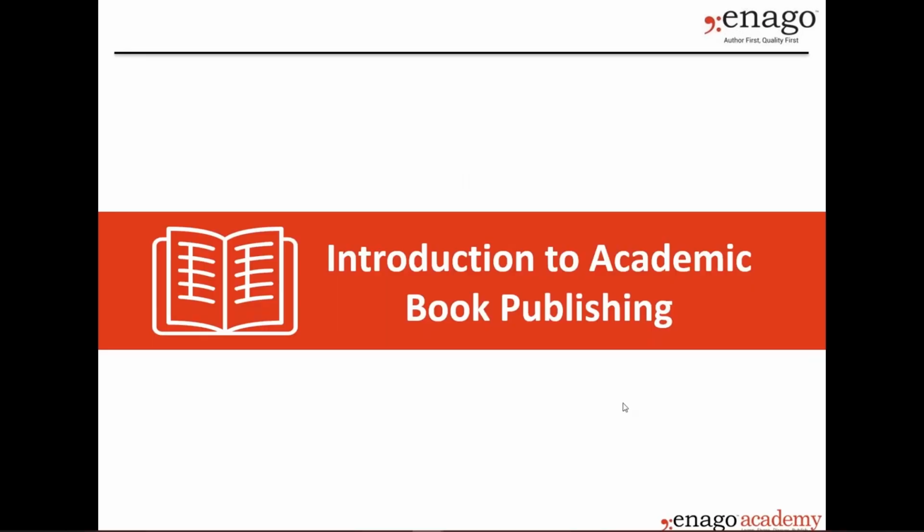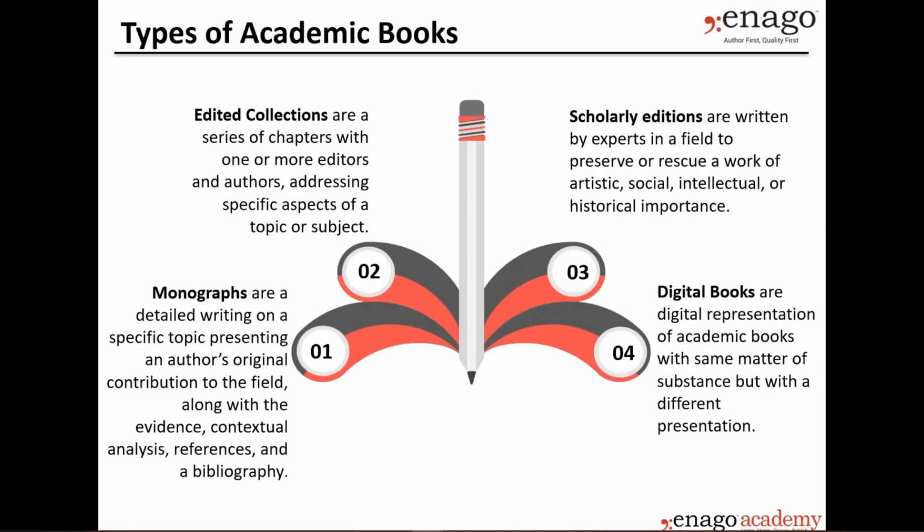So let's start with the introduction to academic publishing. At the beginning, let's think about what types of academic books actually exist. The main types of books are monographs, which are basically detailed writing on a specific topic presenting an author's original contribution to the field.